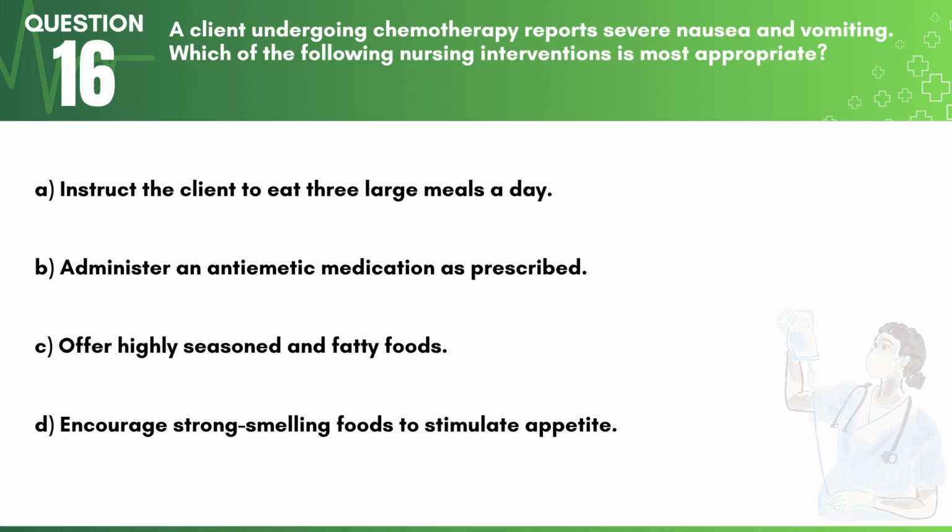Question 16. A client undergoing chemotherapy reports severe nausea and vomiting. Which of the following nursing interventions is most appropriate? A. Instruct the client to eat 3 large meals a day. B. Administer an antiemetic medication as prescribed. C. Offer highly seasoned and fatty foods. D. Encourage strong-smelling foods to stimulate appetite.